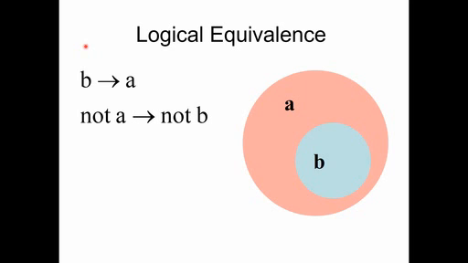If not A, then not B. Again, you can see this is the contrapositive of the original. And the same diagram is going to work, because if it's not in the A circle, it can't possibly be in the B circle. So once again, we have logical equivalence.